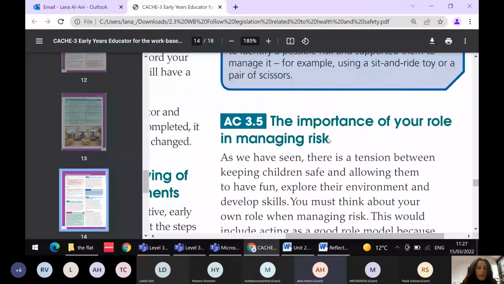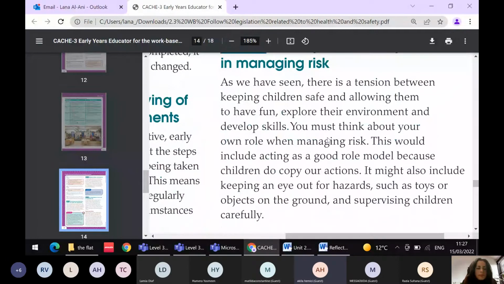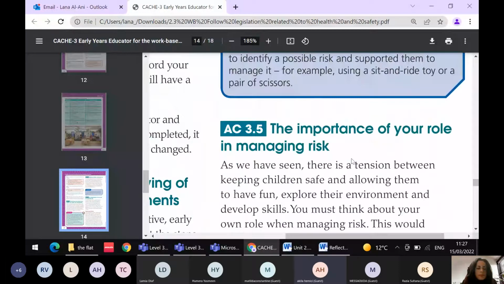Now, if I reflect on my own role in the setting when managing risk, what would you do to manage risk? First of all, I need to keep an eye, keep watching the children, make sure they are safe at all times. In my setting, this is what I do. So how to answer this question? I always talk about myself, my experience, my skills. You don't talk in general. That's very, very important. To pass, you need to talk about yourself.